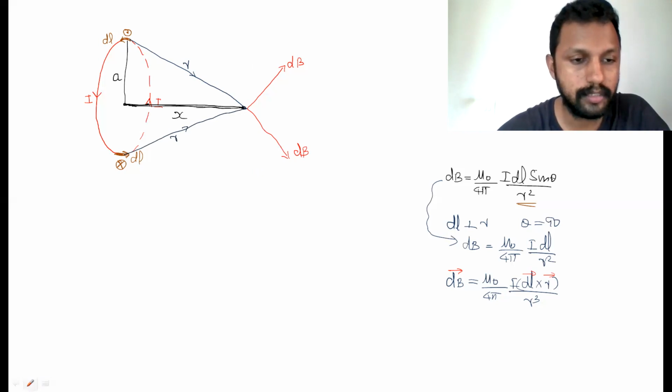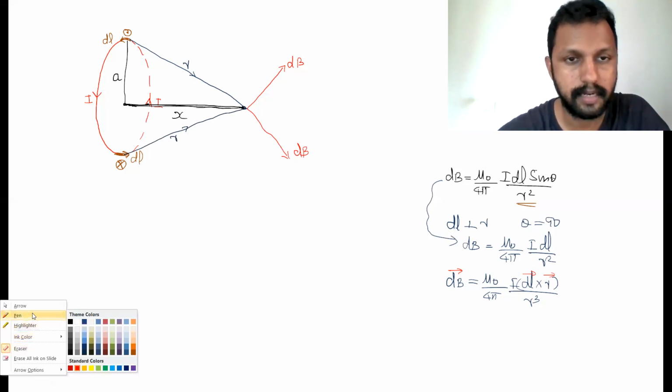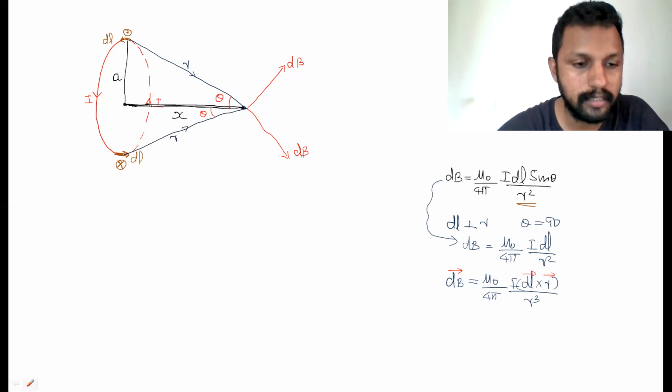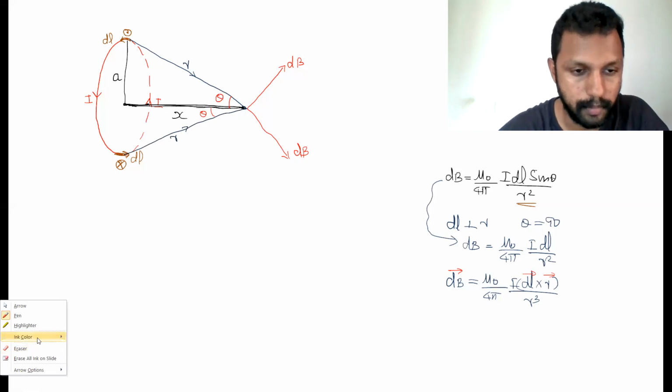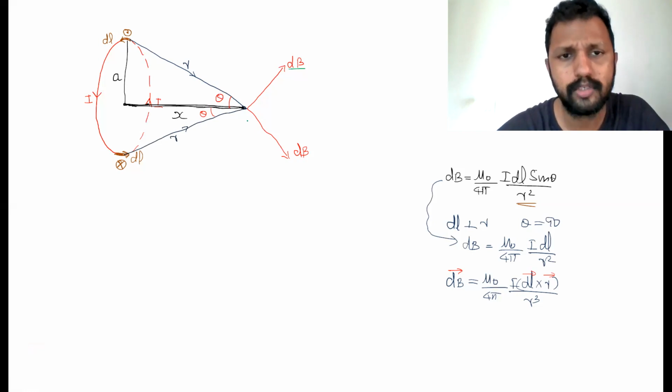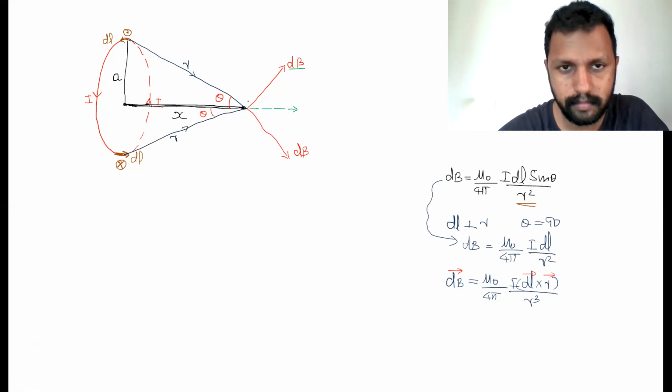Next, let me mark an angle. The angle between R and X is theta. If the angle between R and X is theta, this angle will also be theta. Now let's resolve this upper DB into two mutually perpendicular components, that is, one component like this and one component like this.